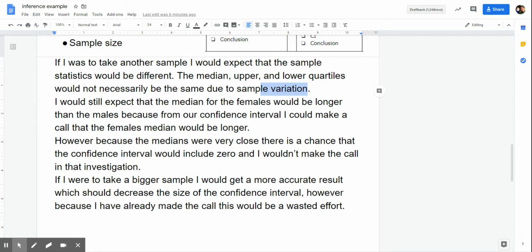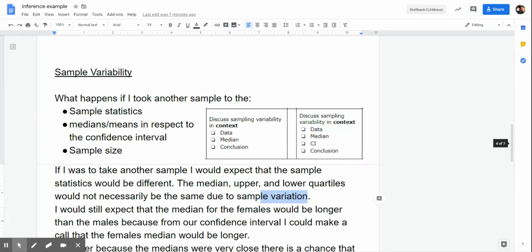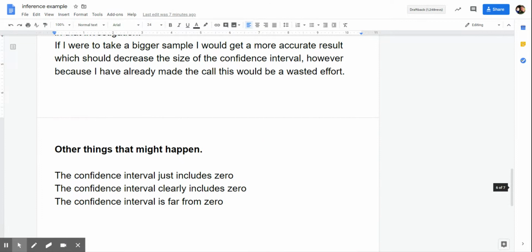If I were to take a bigger sample, I would get a more accurate result, which should decrease the size of the confidence interval. However, because I've already made the call, this would be a wasted effort. Because if you've already made the call, you could argue whether your sampling method was appropriate, and if there's too much bias, then it might be different. But that's another story and a topic for another day. I think we've talked about all of those things. This is your achieve and merit.